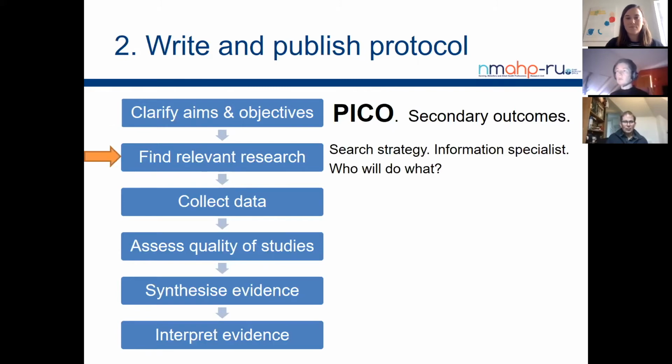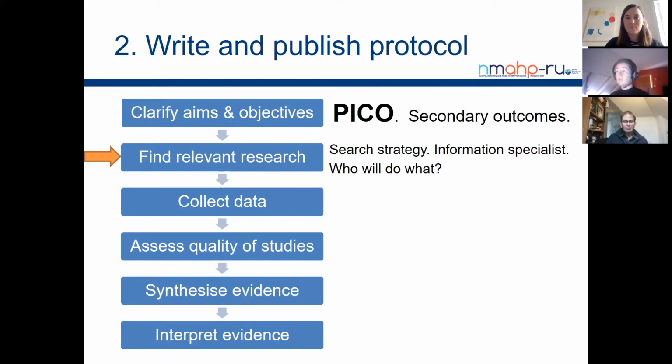You're then going to write about how you're going to find the relevant research. So this involves writing a search strategy, and my advice here would be to involve an information specialist in helping to do that. But as well as having to write the search strategy, you should say who's going to do what, who's going to run the search, who's going to screen the records, who's going to look at the abstracts.